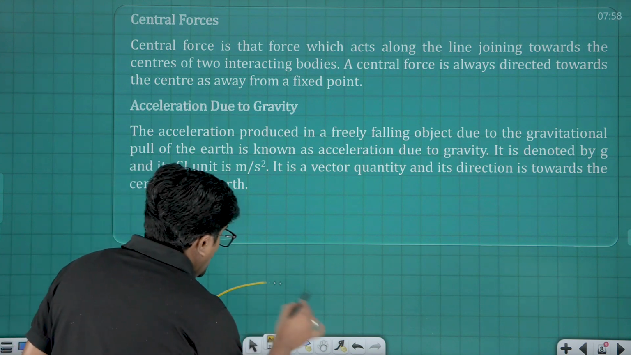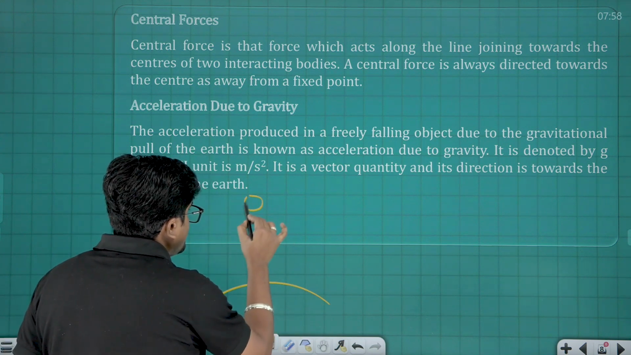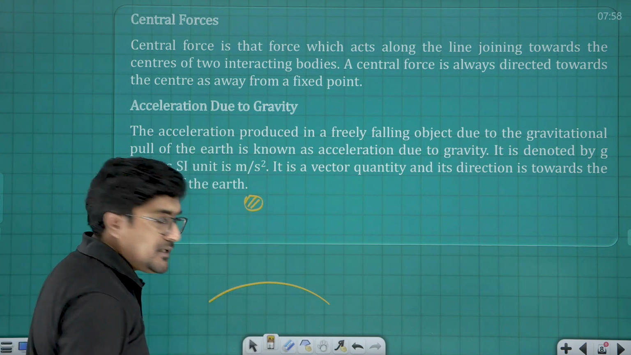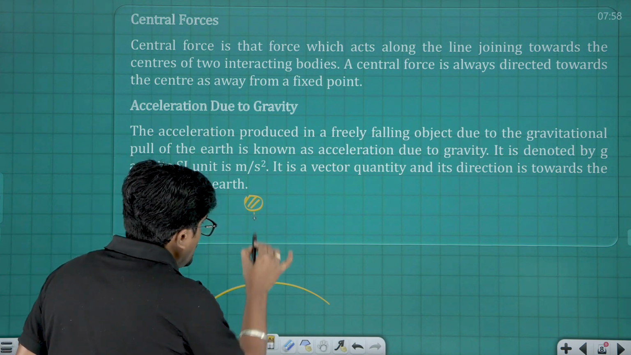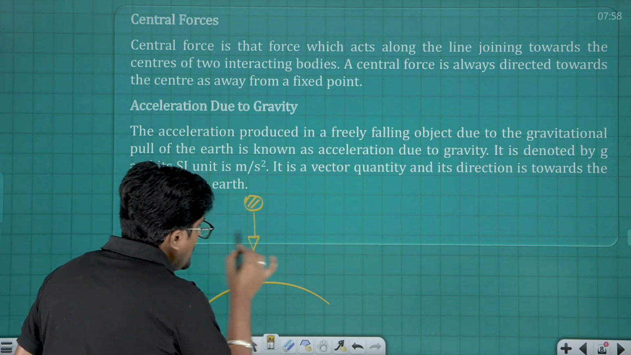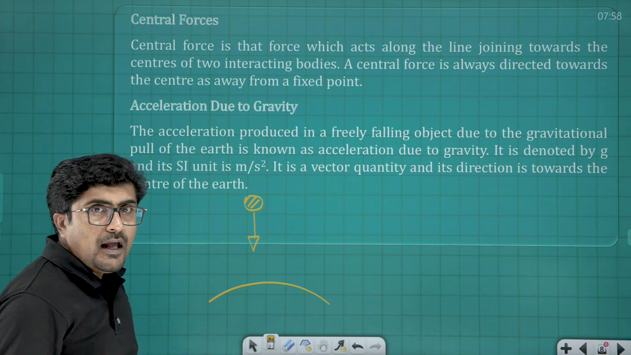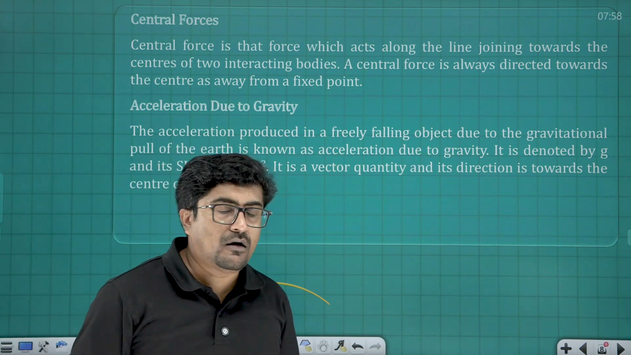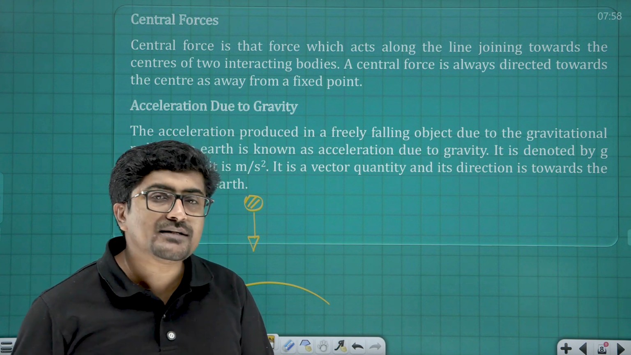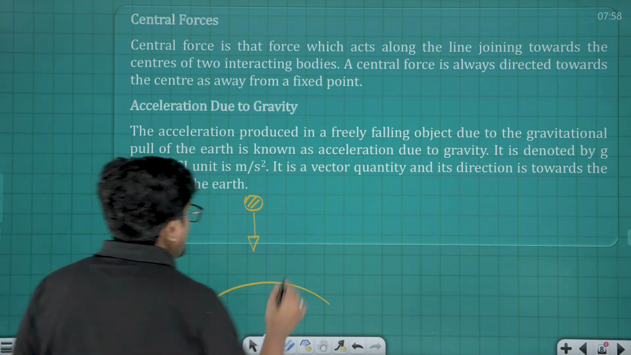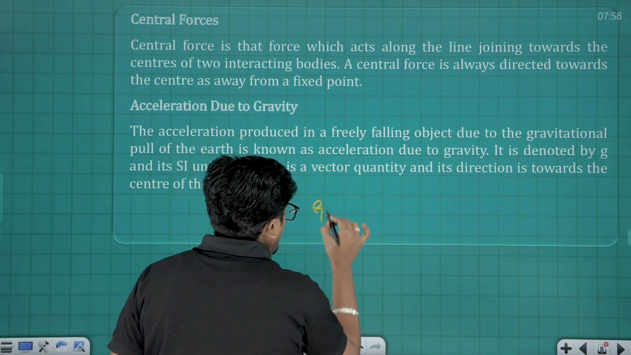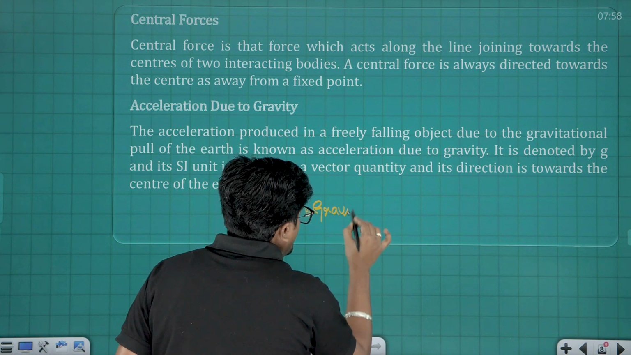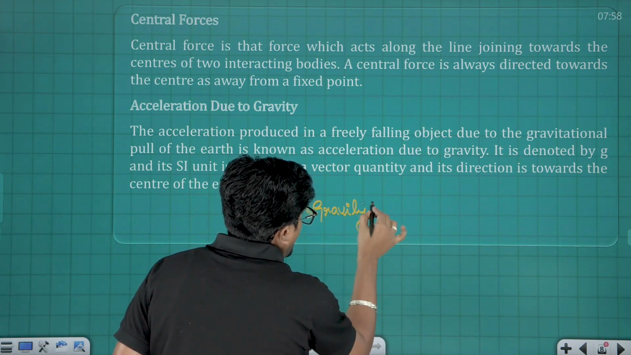Any mass on the Earth's surface will experience a force which is pointing towards the center of the Earth. The force by which Earth pulls any object on its surface towards its center, we call it as what? Gravity. We call it as gravity.